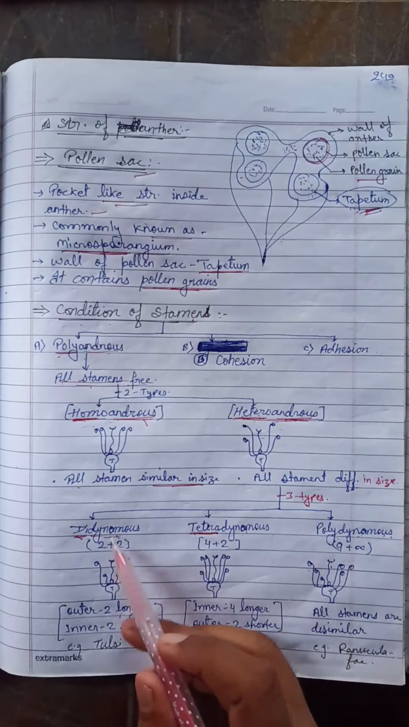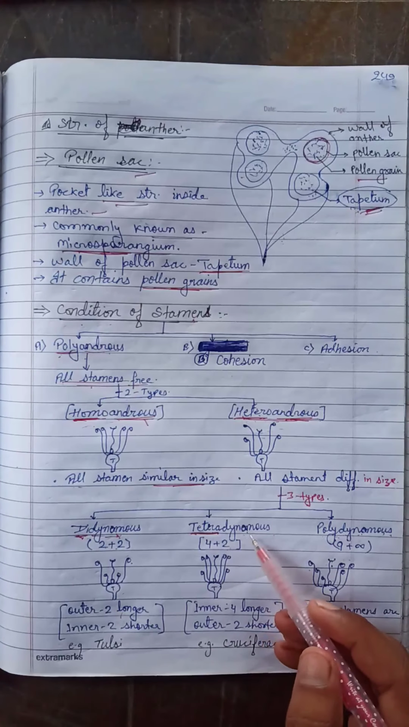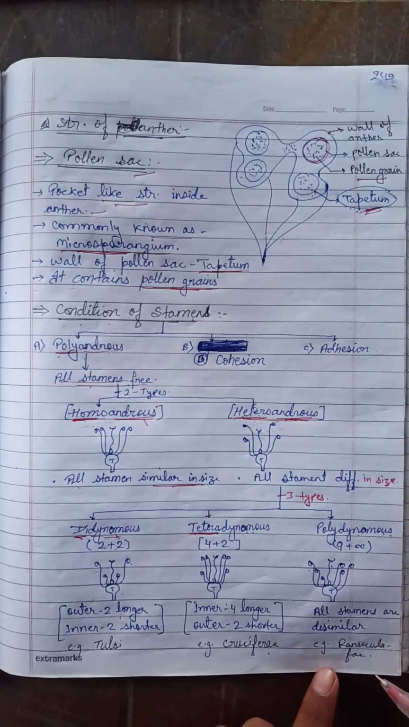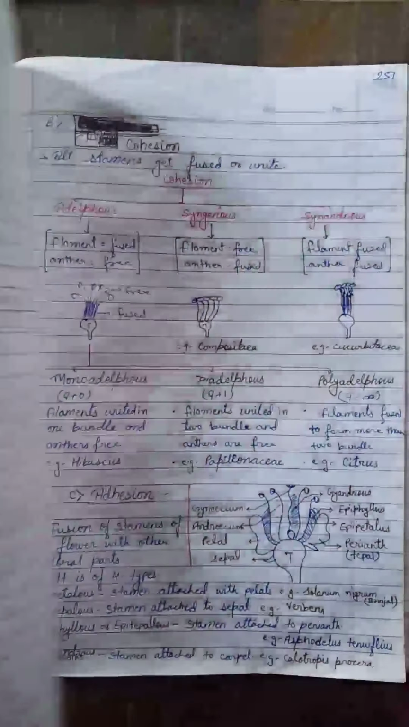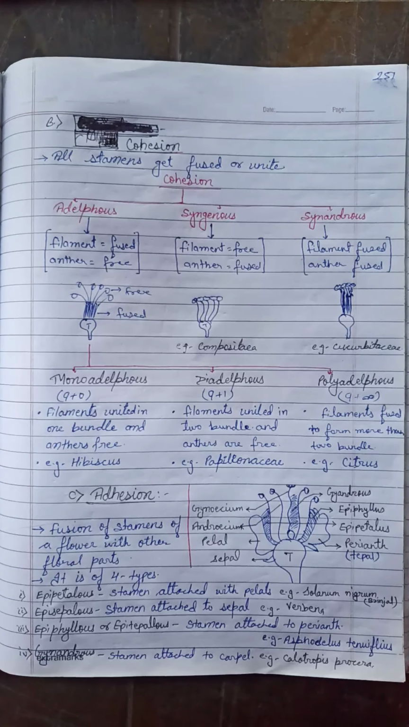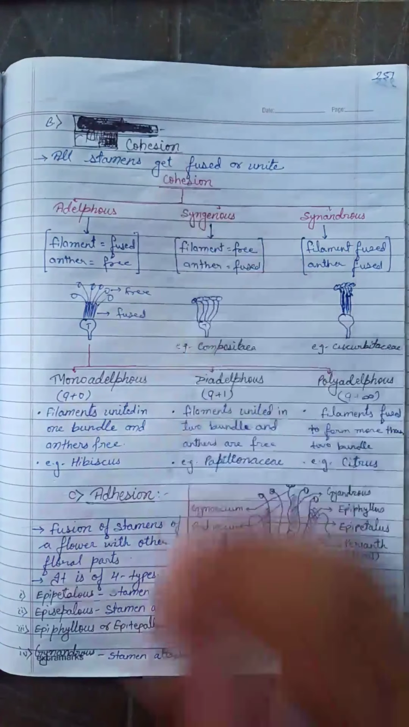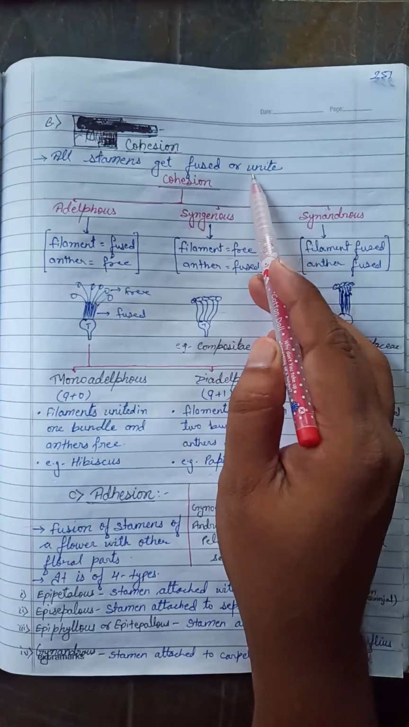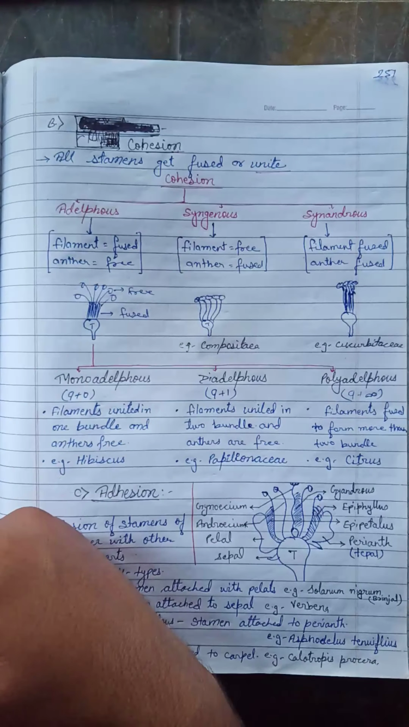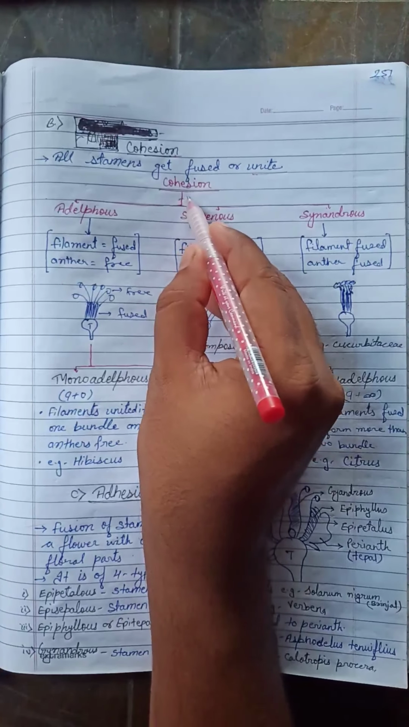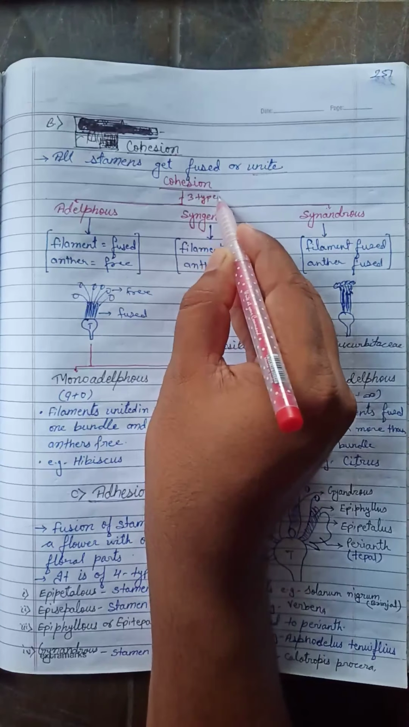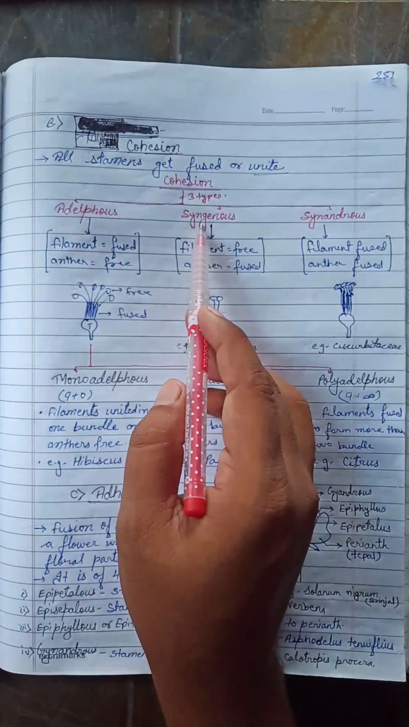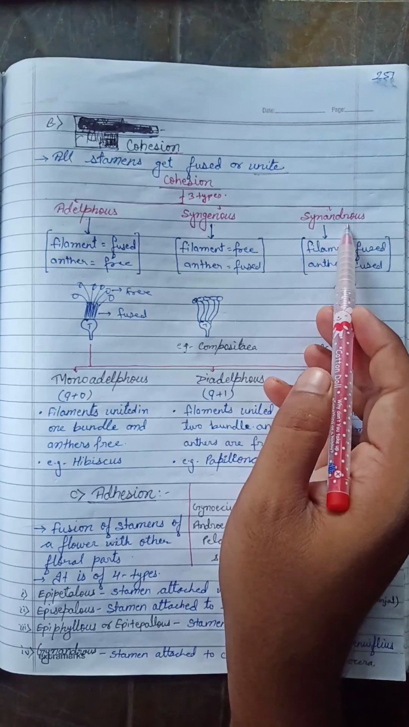Is it clear? Didynamous is found in Tulsi, tetradynamous is found in Cruciferaceae, and polydynamous is found in Ranunculaceae. Now look at cohesion. All the stamens getting fused or united is called cohesion. Cohesion is of three types: adelphous, syngenous, and synandrous.